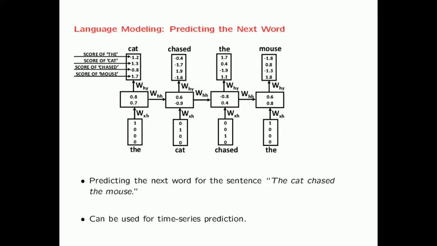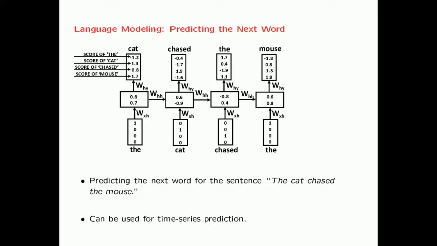So you can see you have the score of cat, score of chase, and score of mouse. Now in most cases, in practical application, you will actually apply a softmax on top of this. Here I have not applied a softmax, so you're just multiplying the hidden state with WHY to get a real valued score.